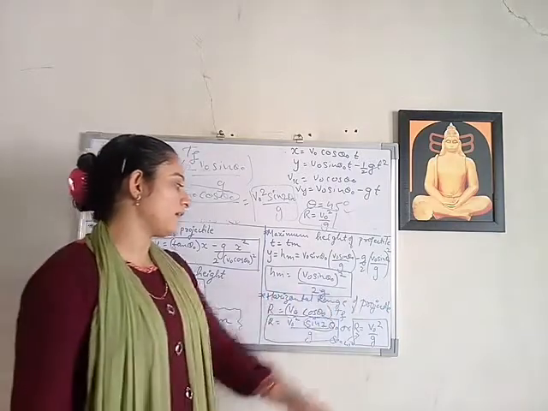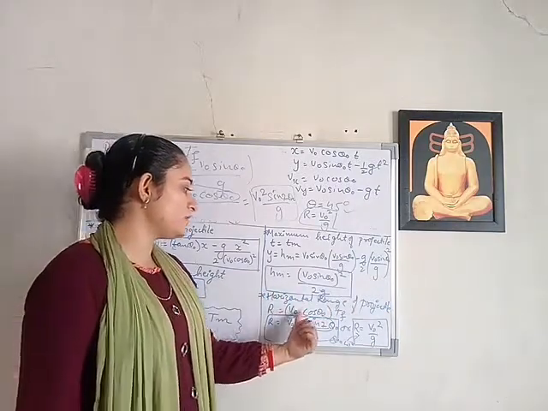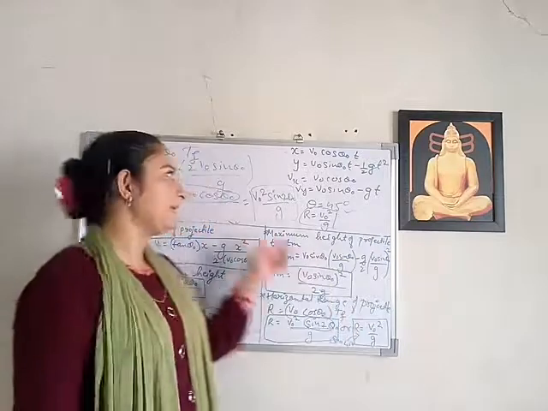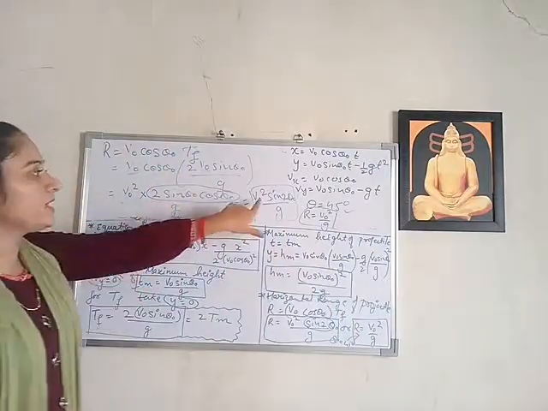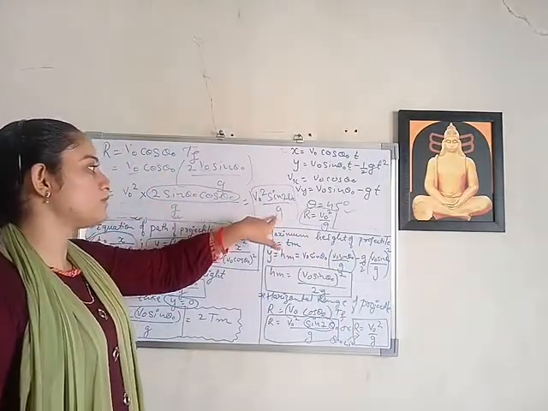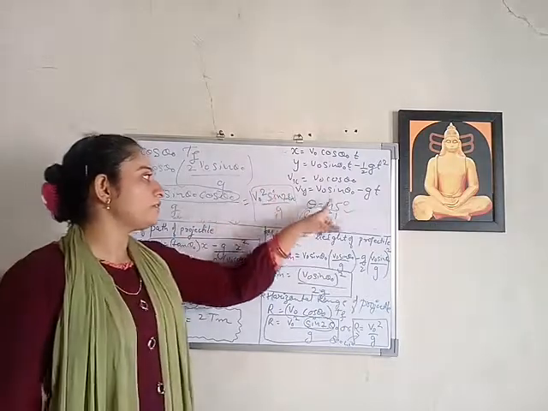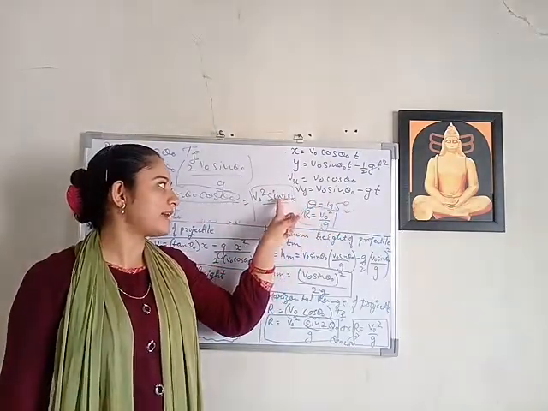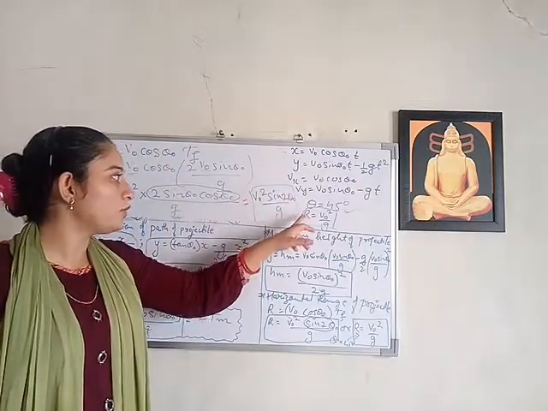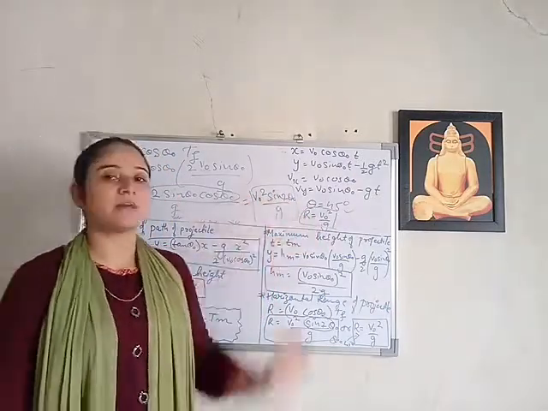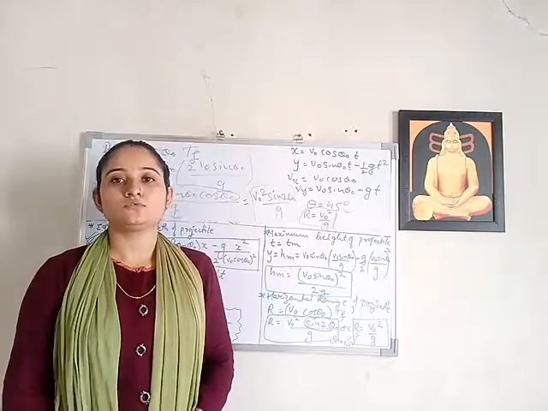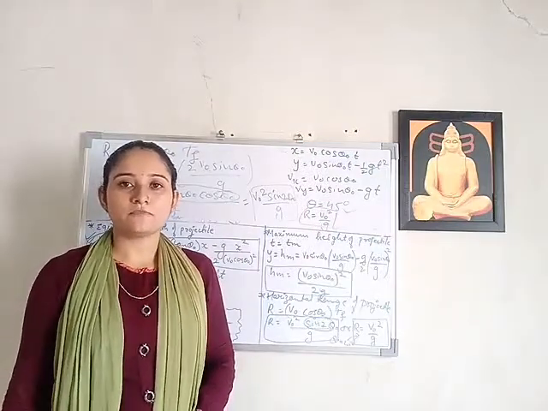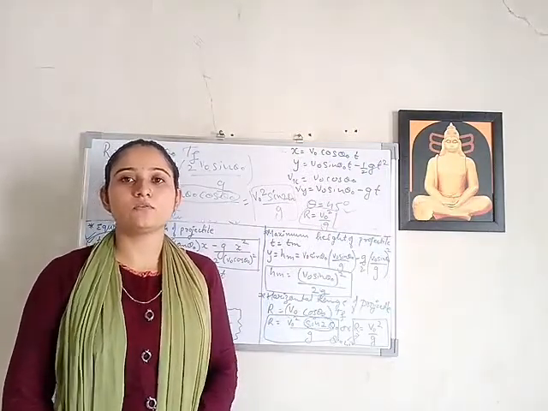For horizontal range, R should be equal to V0 cos theta 0 into tf, and you substitute and you will get V0 square sin 2 theta 0 by g. And if the angle theta equals 45, then 45 into 2 is 90, sin 90 is 1, so you get R equal to V0 square by g. So prepare well, make one rough note first, and after that make the whole fair note.